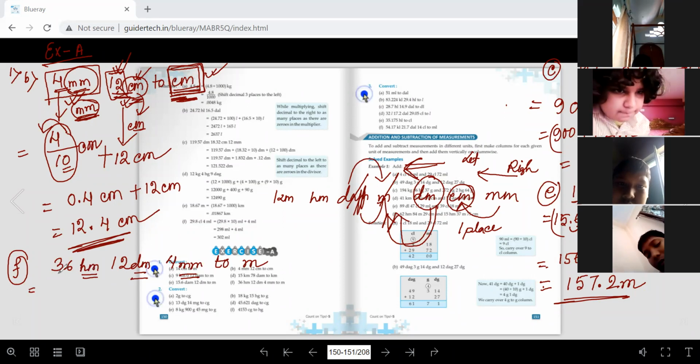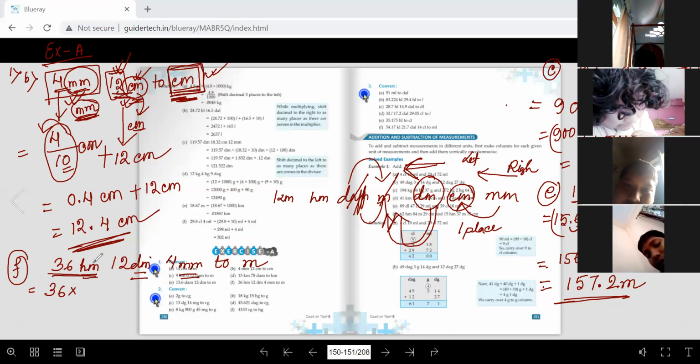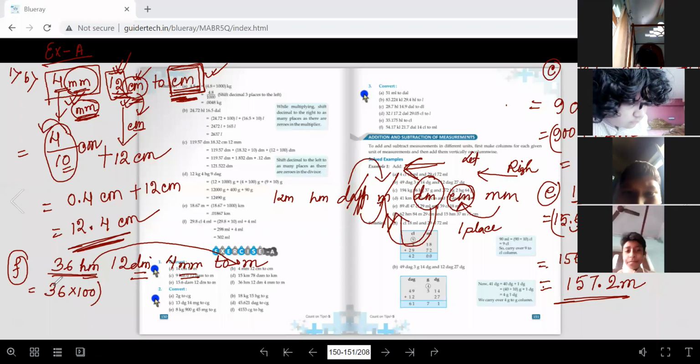First one by one. Amitra ji, say this one, 36 hectometer. Multiply by 100, from hectometer to meter. Yes, 100.